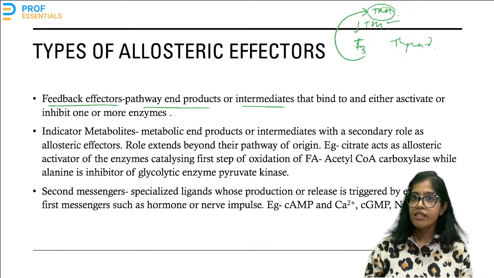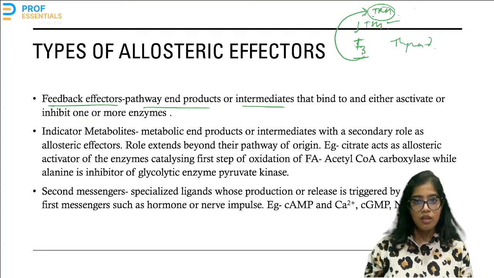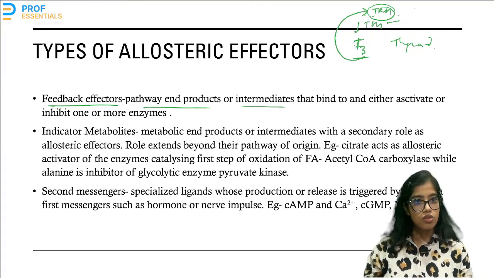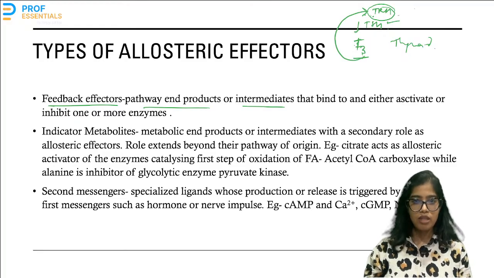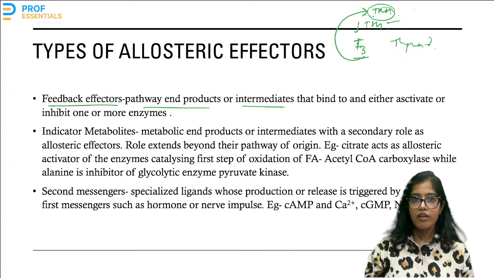Whenever it is in excess, it is going to cause a feedback inhibition, and whenever it is in deficiency, it is going to cause an activation of TRH. So this is a feedback effector. Similarly, this is a hormone feedback mechanism, but I have given an example here. Feedback effectors similarly affect enzymes.